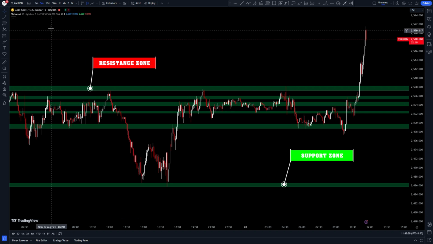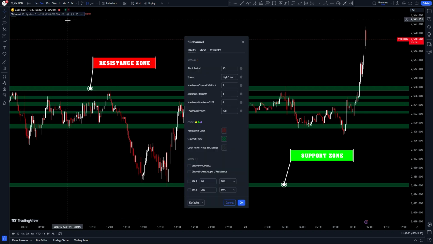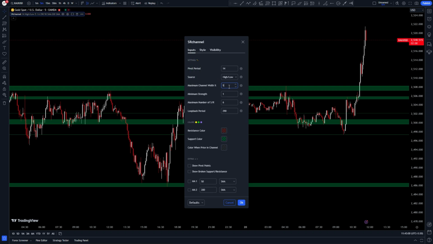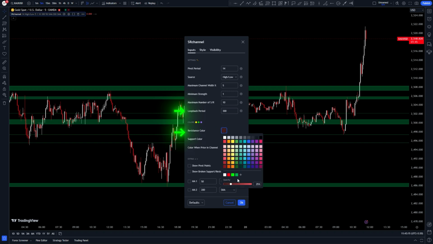Let's get this indicator ready for our strategy. First, go to the settings, navigate to the Inputs tab, and change the pivot period to 14. If you only trade on higher time frames, leave this setting as is. Set the maximum channel width to 5 or 3 and set the minimum strength to 1. Next, change the maximum number of support resistance to 10. Finally, adjust the look-back period to 300.